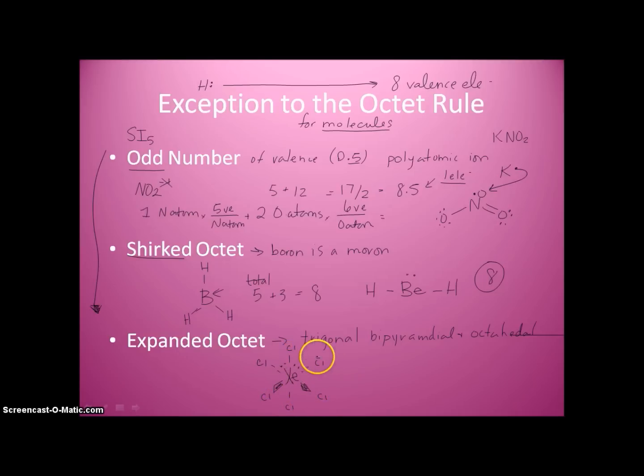Okay, and so an expanded octet can literally mean more bonds plus more lone pairs. And so that is pretty much all that we can talk about with resonance structures and exceptions to the octet in drawing molecules.